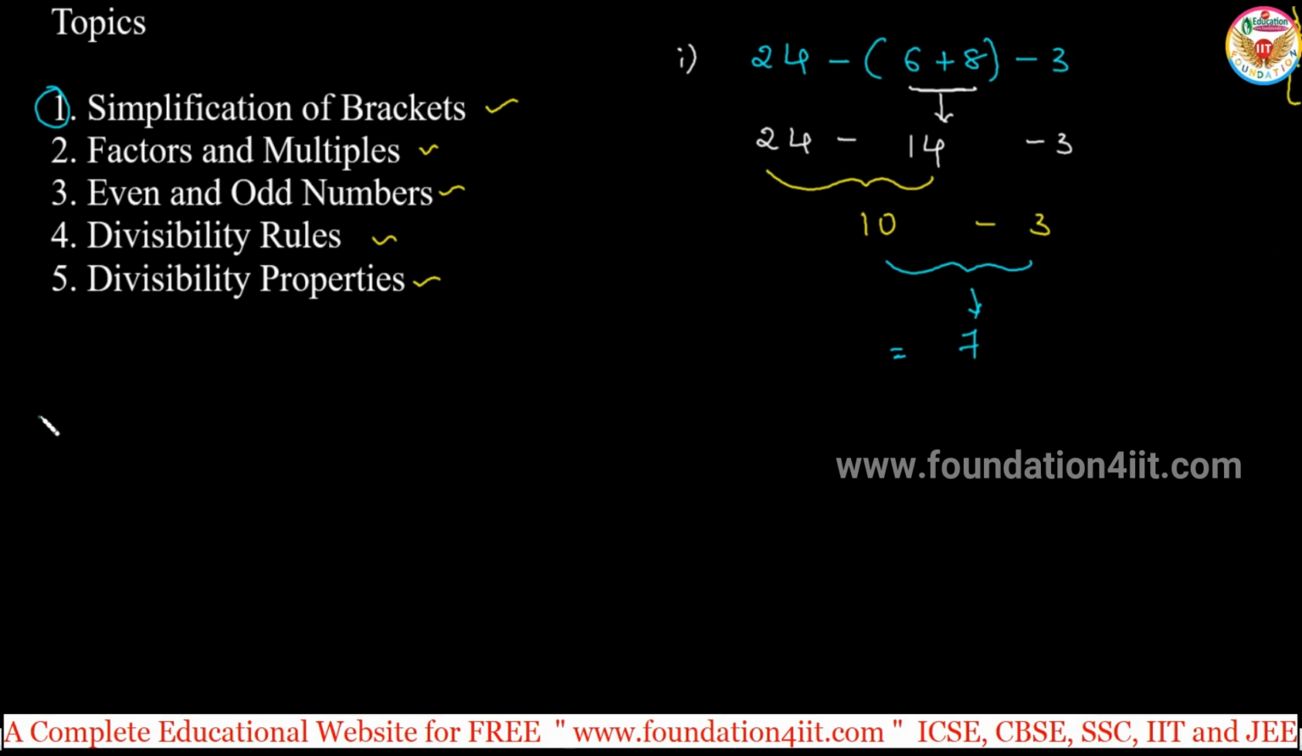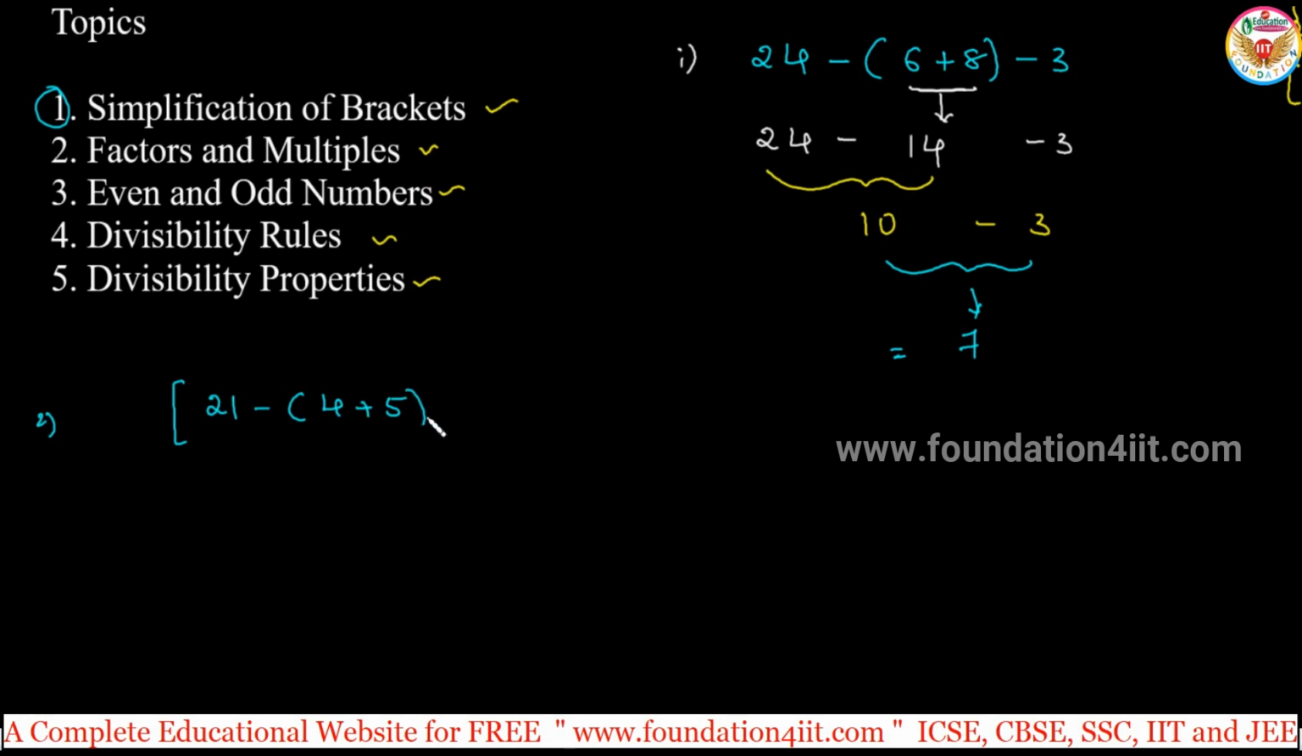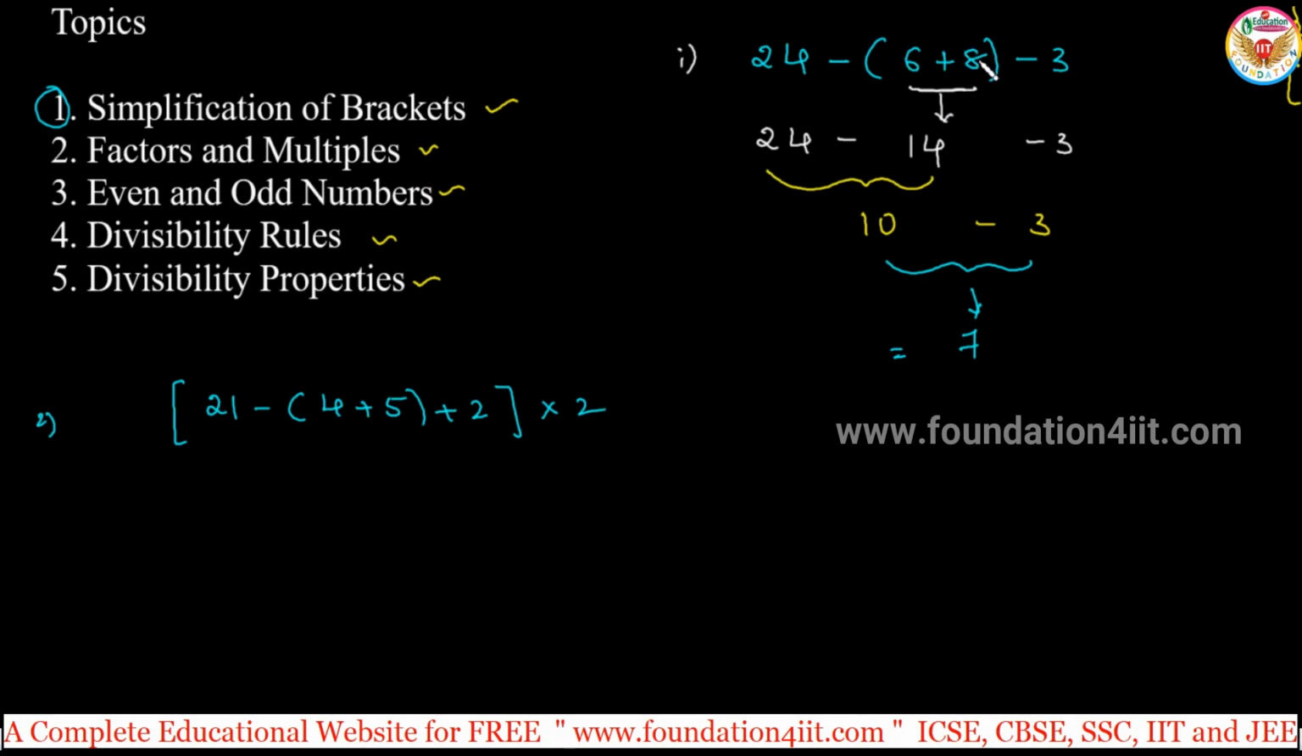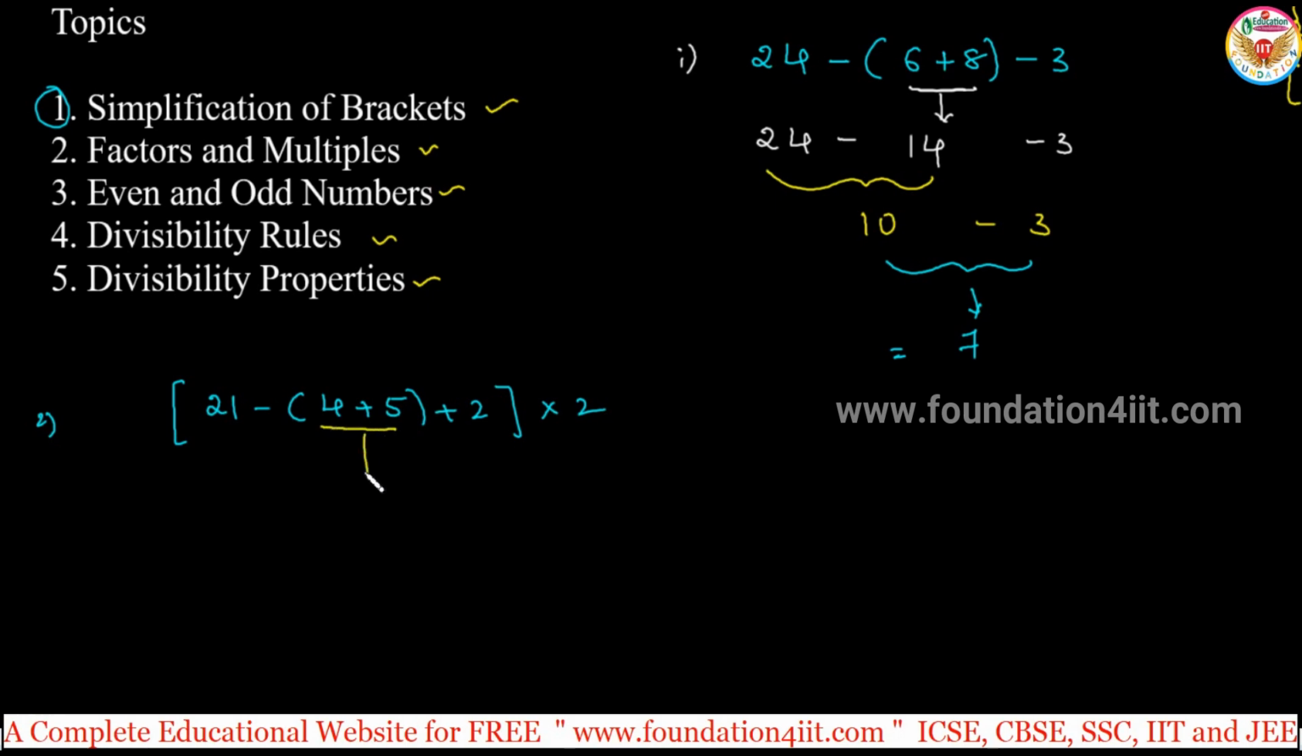Okay, let me take one question. Evaluate 21 minus [4 plus 5 plus 2] into 2. So if an expression contains only a single bracket, you have to evaluate that first. And one more rule is, if an expression contains two or more sets of brackets, one inside the other, evaluate the innermost set first. That means 4 plus 5 is innermost. This we are supposed to evaluate first, right?